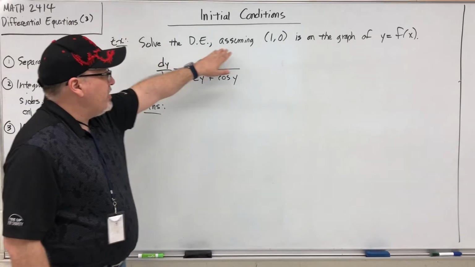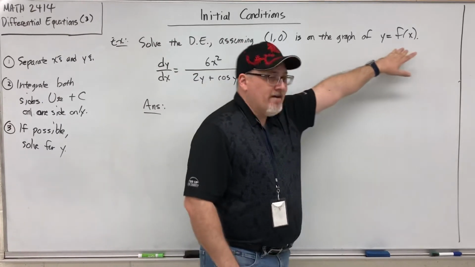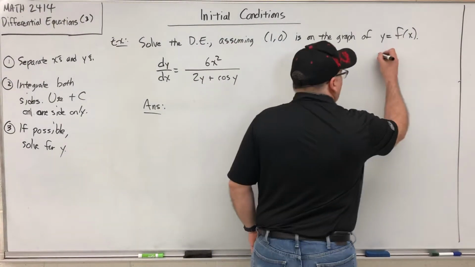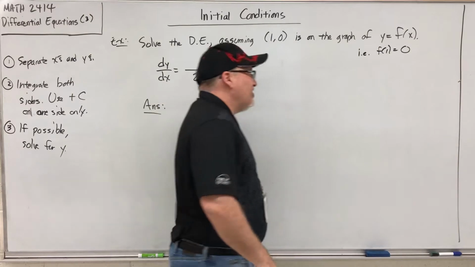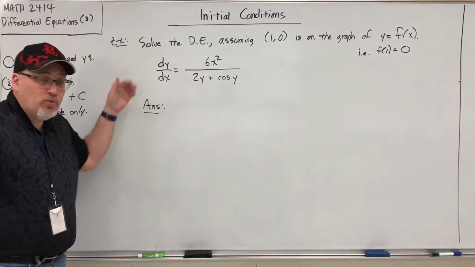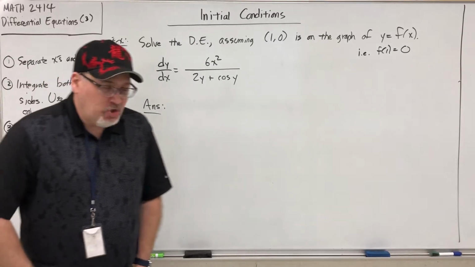solve the differential equation assuming the ordered pair (1, 0) is on the graph of y equals f of x. This is similar to saying that f of 1 is equal to 0. So initially my function has to do that, but it also has to do all this as well. So if we have an initial condition, what do we do with it?